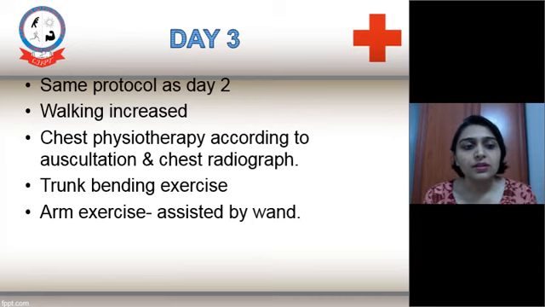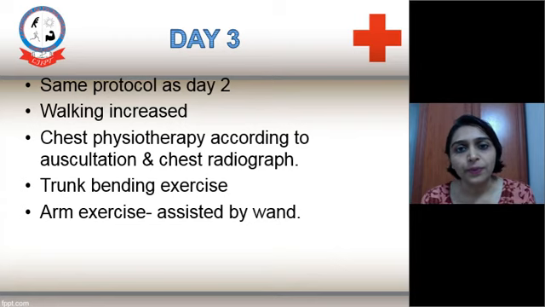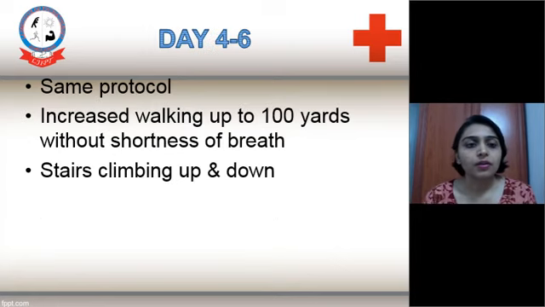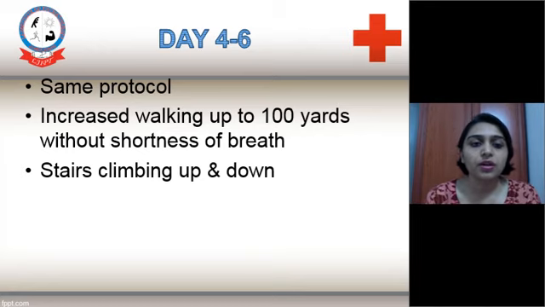On day 3, same protocol as day 2, walking is increased, chest physiotherapy according to auscultation and chest radiograph should be given, trunk bending exercises should be added, and arm exercises assisted by wand are allowed. From day 4 to 6, the same protocol is followed. Twice a day physiotherapy treatment is given. We can increase walking up to 100 yards without shortness of breath, and stair climbing up and down should be practiced once before the patient gets discharged.